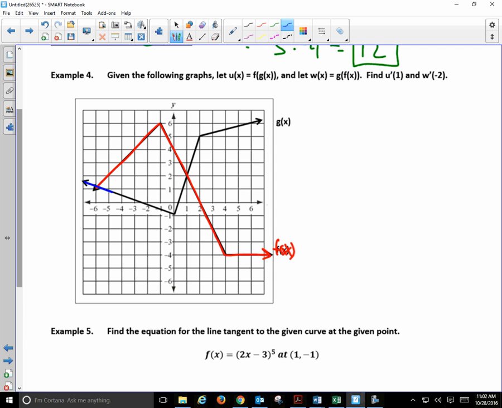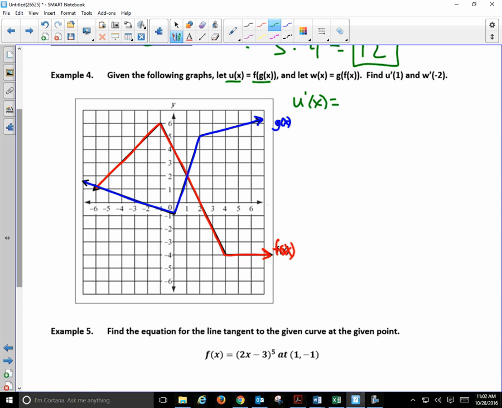Now we're going to look at 2 examples that involve a graph. Blue one is G, red one is F. It says let U of x be equal to F of G of x. Again, a composition function. Let W of x be G of F of x. So I have U prime of x is equal to what? Because I want to find U prime of 1.